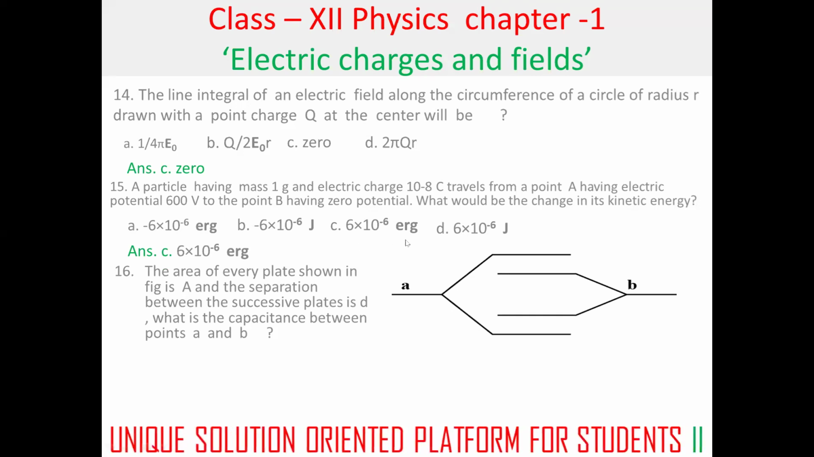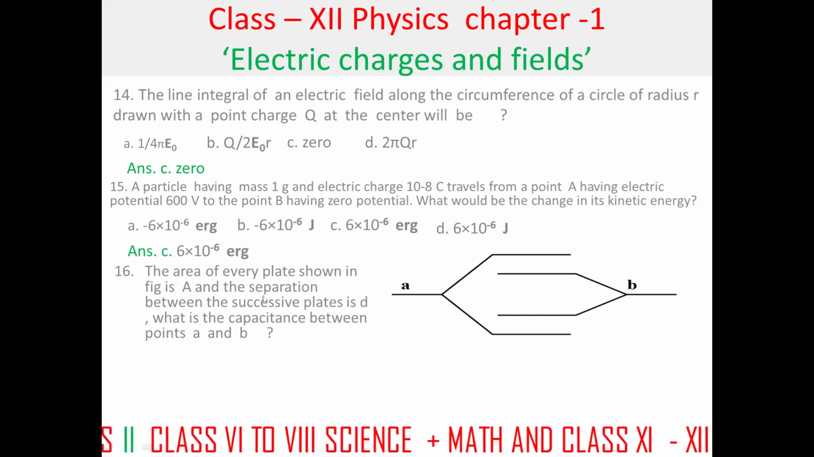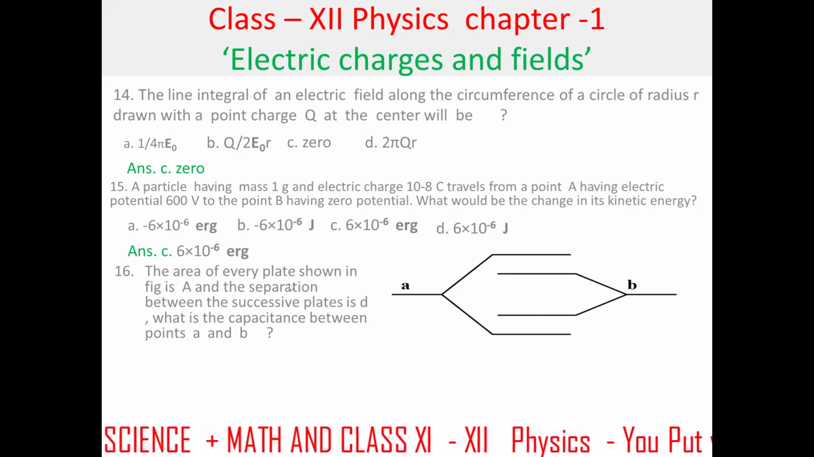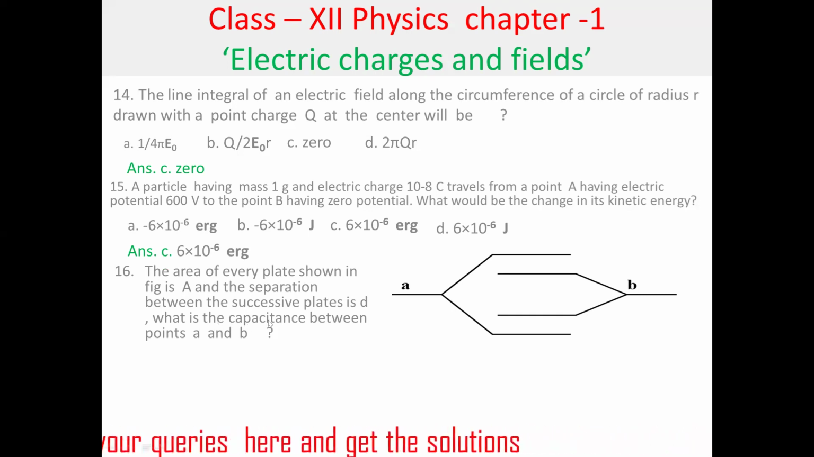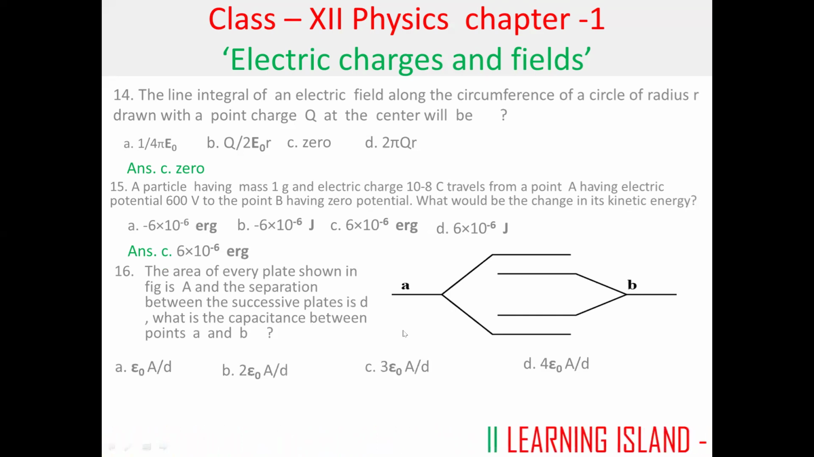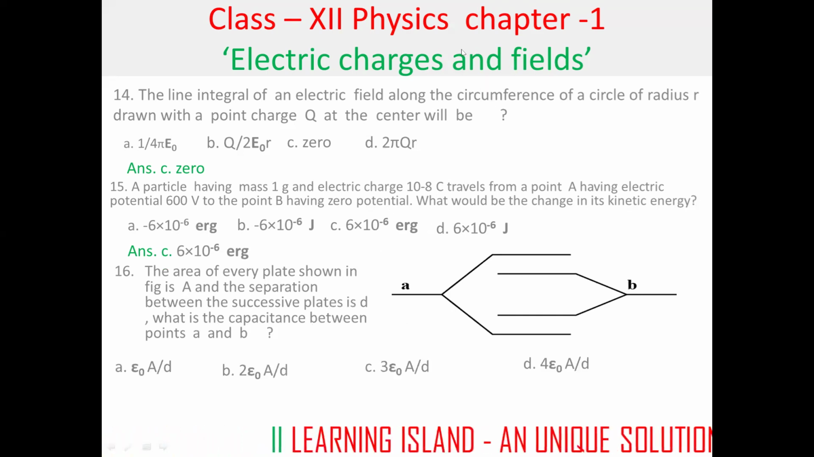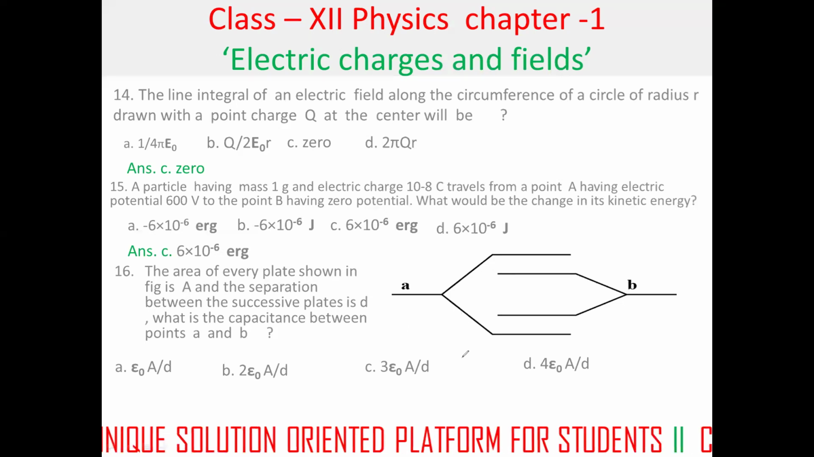Very important question. Here you see the area of every plate shown in the figure is A and the separation between the successive plates is D. What is the capacitance between the points A and B? Okay, see, the options are like this. Now I am not using the pen tab to write this right now, so I think it is not coming out properly, so I am showing you here.